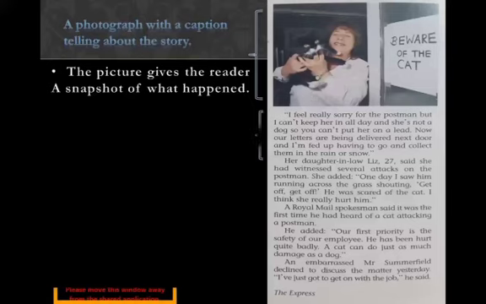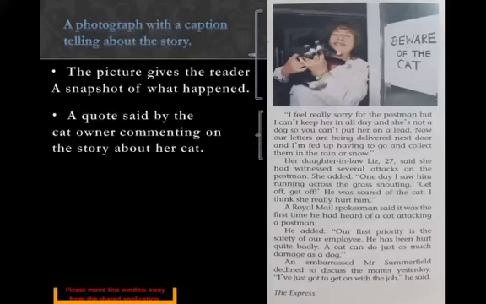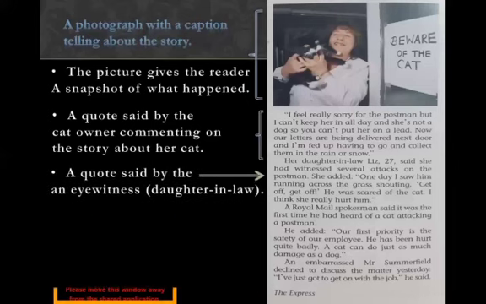Okay, and then this paragraph, a quote said by the cat owner commenting on the story about her cat. She's saying she feels sorry about the postman, but she can't keep her cat in, or she can't use a leash. She's not a dog. And because of sending the mail to the other house, so she just is fed up with that. Okay, and here we have another quote said by an eyewitness. This is the daughter-in-law.